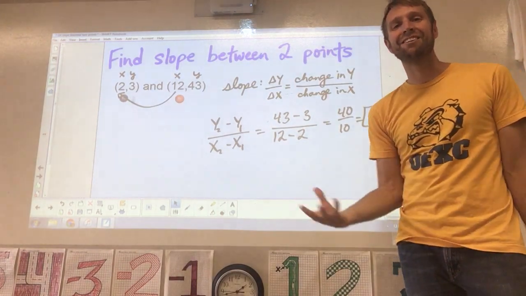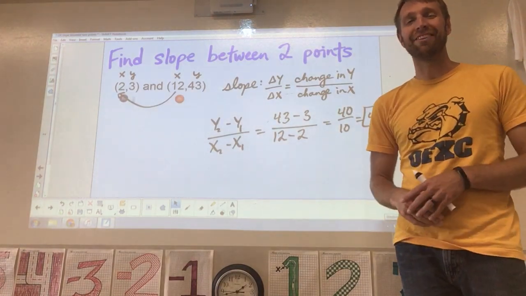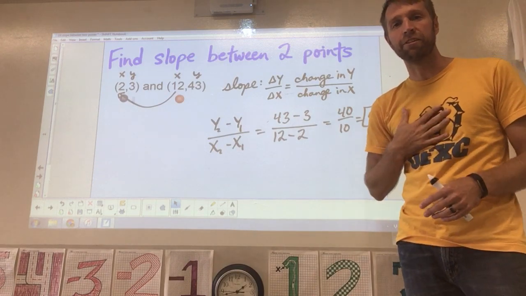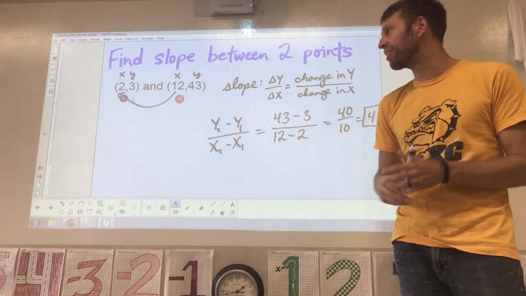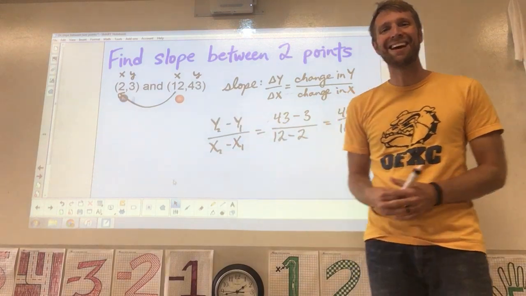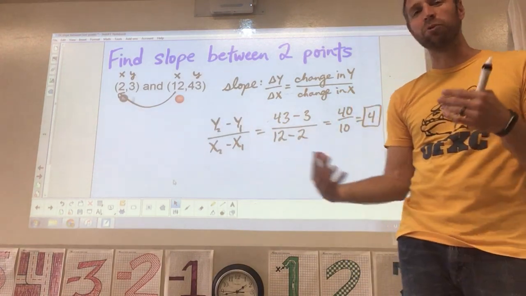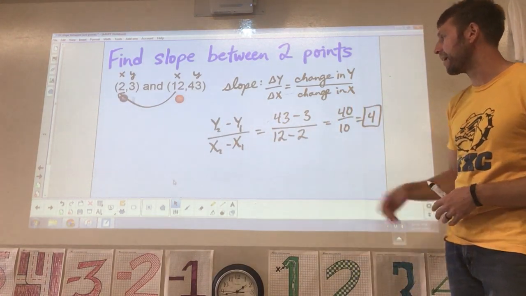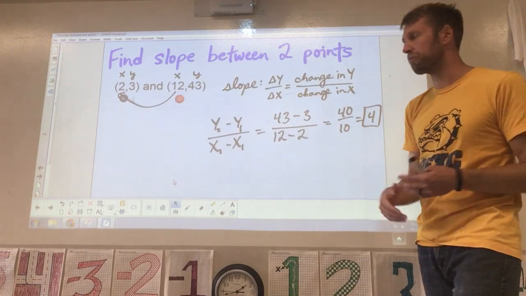So now I don't need a visual, now I don't need a graph. It helps sometimes, I'm definitely a visual learner, but if I don't have the graph or if the numbers are too big, that's going to waste my time. That's where math and formulas help us out, right? So here's our shortcut, here's our formula.